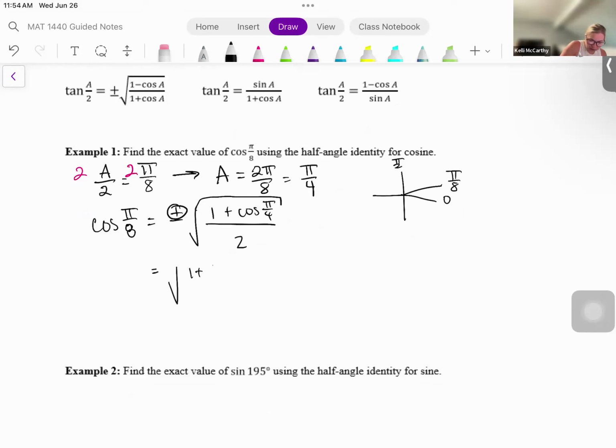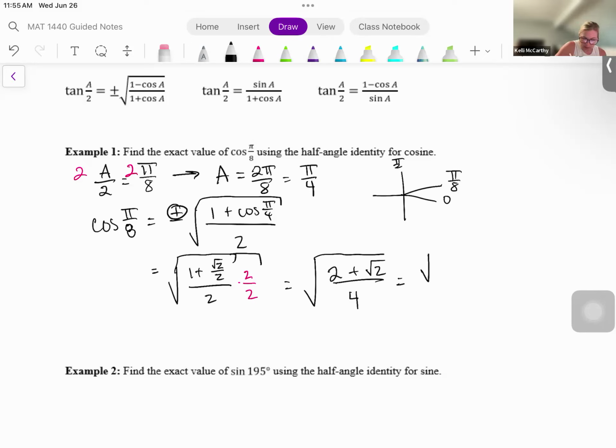We know cosine of pi over 4 is the square root of 2 over 2, divided by 2. And now we want to clean up this complex fraction underneath the radical. We're going to do so by multiplying by 2 over 2 underneath the radical. This gives me the square root of (2 plus square root of 2) divided by 4. Since 4 is a perfect square, we can simplify that. This is the square root of (2 plus the square root of 2), divided by 2.